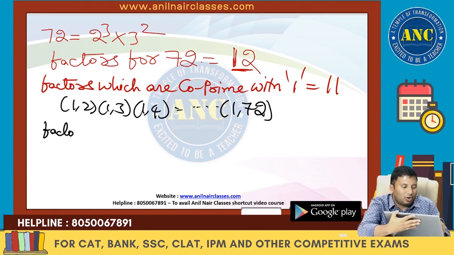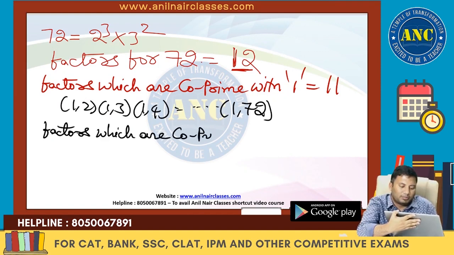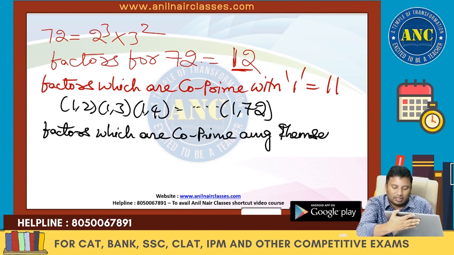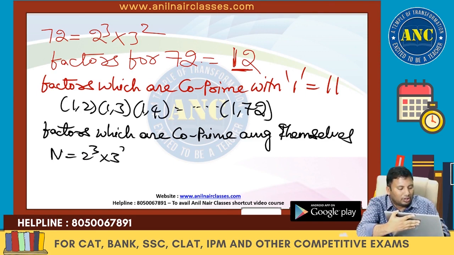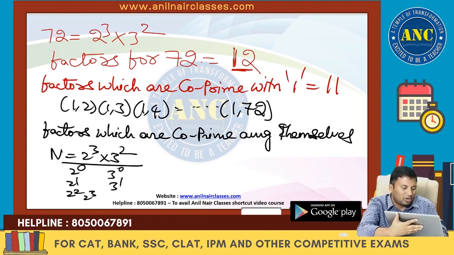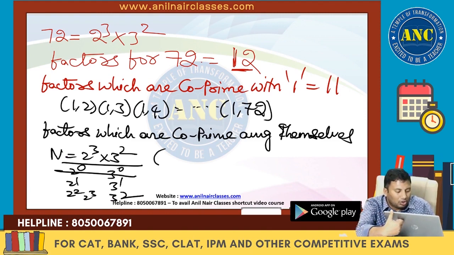Factors which are co-prime among themselves. What is that? If you see, n is 2 power 3 into 3 square. The factors are 2 power 0, 2 power 1, 2 power 2, 2 power 3, and 3 power 0, 3 power 1, 3 power 2. 1 is taken out.